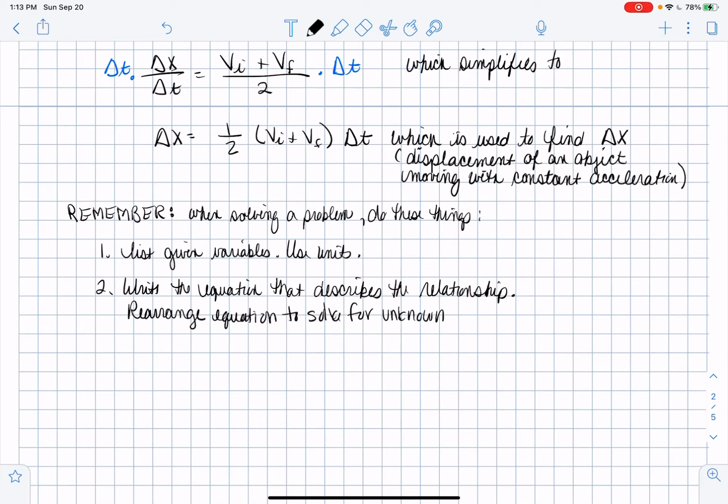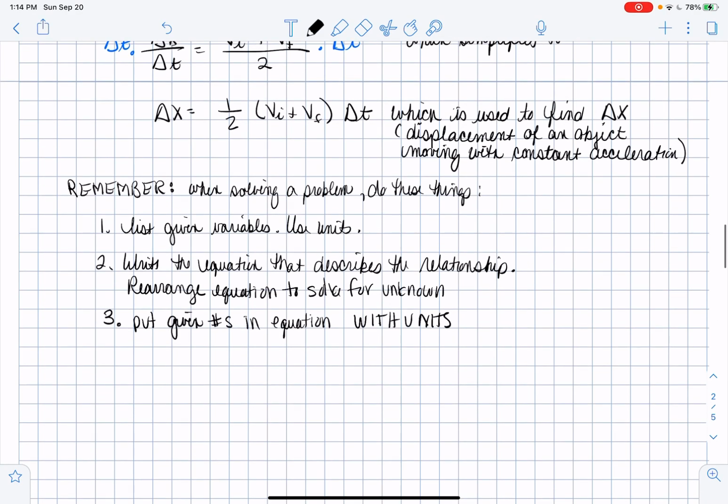So the unknown should be on one side of the equal sign all by itself. You shouldn't be plugging in numbers and then rearranging. Rearrange first. Once you've done that, you can put all of your givens in the equation along with units. Remember, if the units don't cancel, then you may have written your equation incorrectly or used incorrect units. It's kind of a red flag for you to go back and rethink what you may have done.